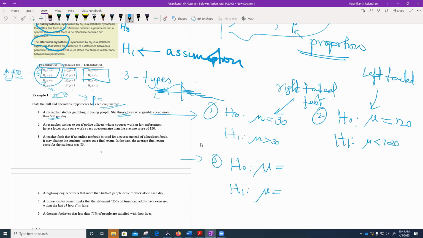Now, what is her thinking? That it is not equal to 83. Not equal. Very good. She is thinking that the score may change. What does change mean? Maybe less than, maybe greater than 83, right? Therefore, it is going to be not equal. Maybe any number, but for sure, she is thinking that it is not equal to 83. So then, of course, this is going to be 83. That makes sense? Yes. So that means this is going to be what kind of test? Two-tailed. Two-tailed. Very good. That's it.